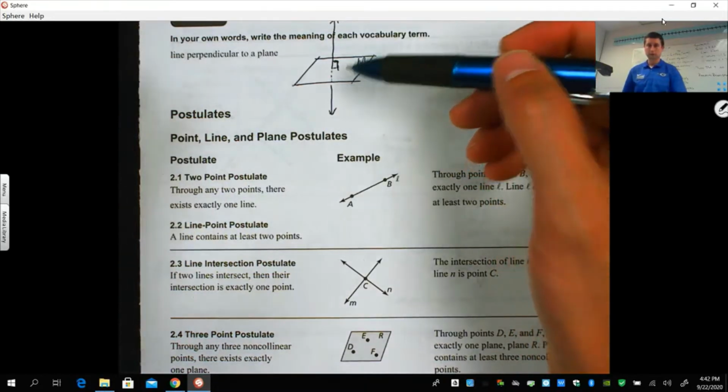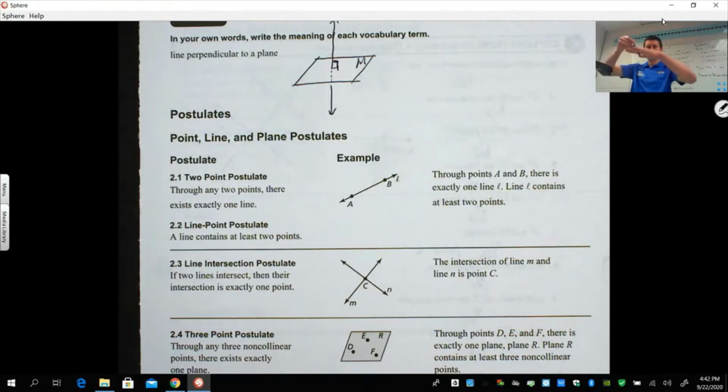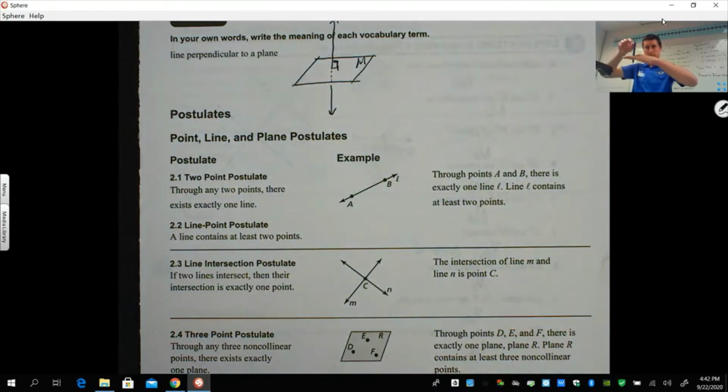It goes straight through. So if you have a piece of paper, it's going straight through like that. It's not angled or crooked. It's going straight through at a 90-degree angle.